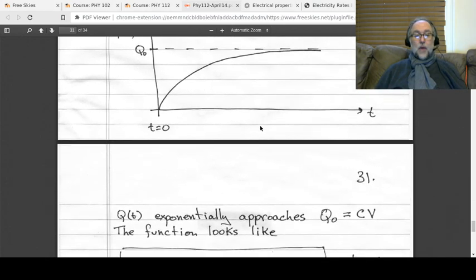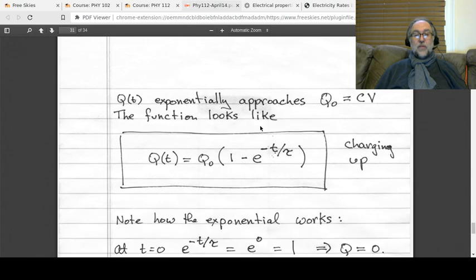Now what's the formula for that look like? Well, the formula for Q as a function of time basically exponentially approaches Q naught. And Q naught, what's that going to equal? That's just going to equal C, the capacitance, times V.